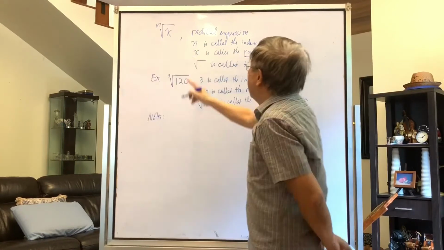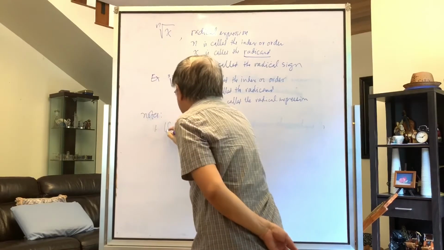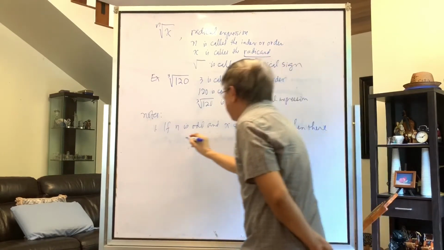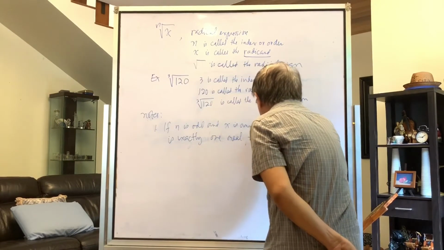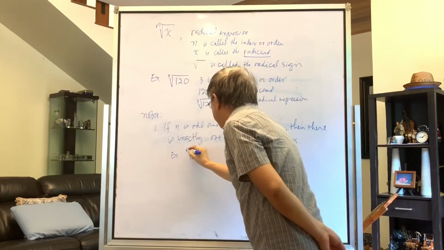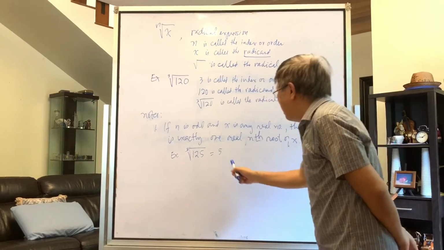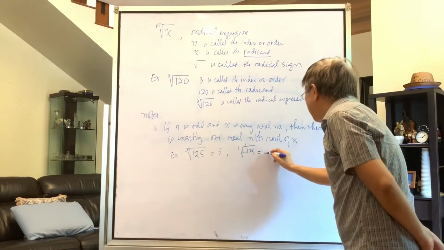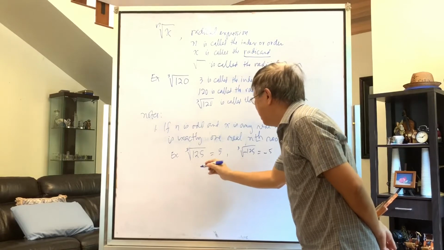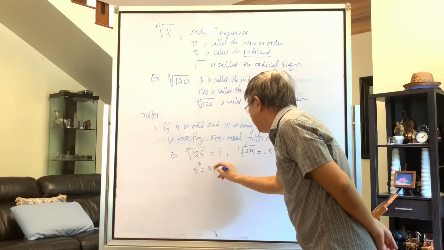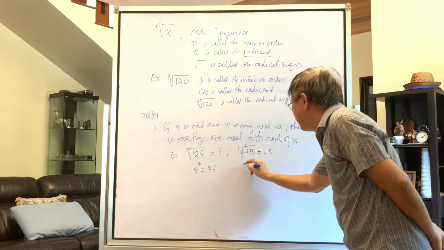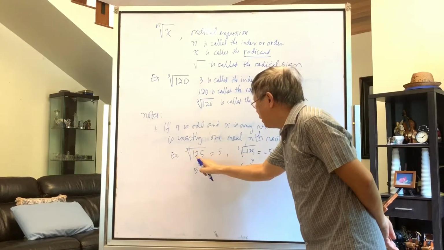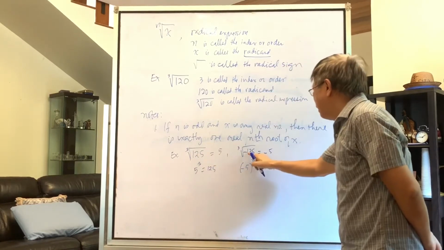Let's note several things here. From this radical, nth root of x, number 1, if n is odd and x is any real number, then there is exactly one real nth root of x. Example, cube root of 125 is equal to 5. There's exactly one real cube root of 125, and this is 5. The cube root of negative 125 is negative 5. Recall that cube root of 125 equals 5 means that 5 cubed equals 125. Similarly, cube root of negative 125 equals negative 5 means negative 5 cubed equals negative 125. We mentioned earlier that if this is an odd index, x and r should have the same sign: positive, positive, negative, negative.